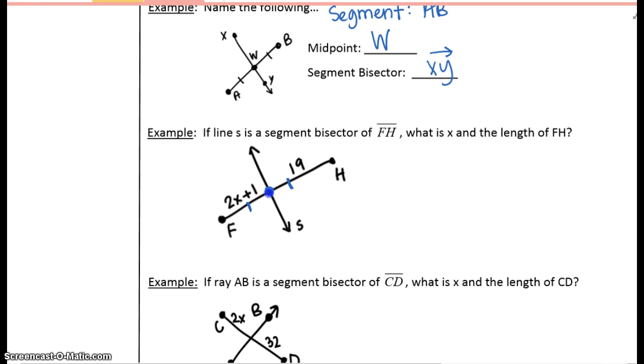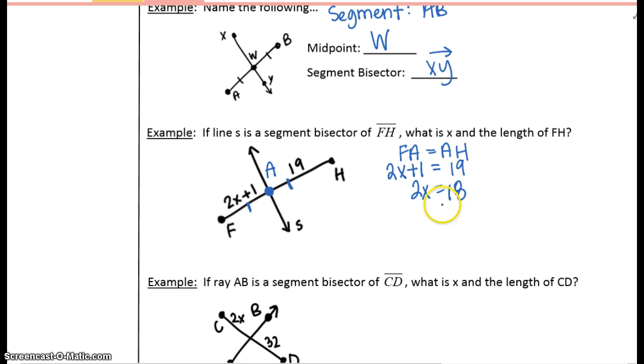Matter of fact, let's just make this point A, and I can show you what I mean by that. We know that FA is equal to AH, okay? And if that's true, what is FA in our picture? What do we have it labeled as? It's 2x plus 1. And AH in our paper is labeled as 19. So now we're going to solve this. So the first thing we're going to do to both sides to get x alone is subtract the 1. So we'll have 2x equals 18 once we subtract 1 from both sides. Then what you want to do is divide both sides by 2. And when you do this, you end up getting 9.